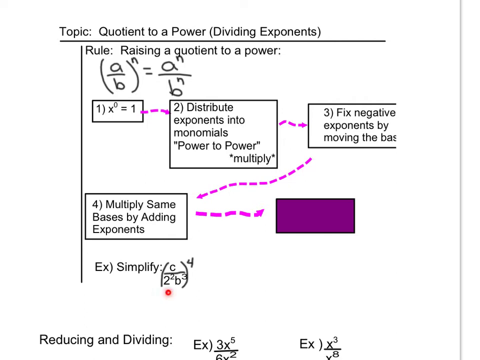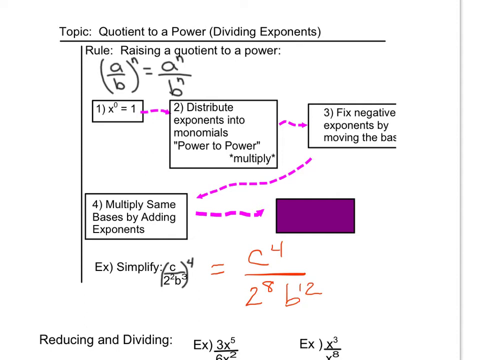Remember, when I distribute it to the 2 squared, I'm going to multiply my exponents. Same thing when I distribute it to the b cubed, giving me c to the 4th all over 2 to the 8th, b to the 12th.